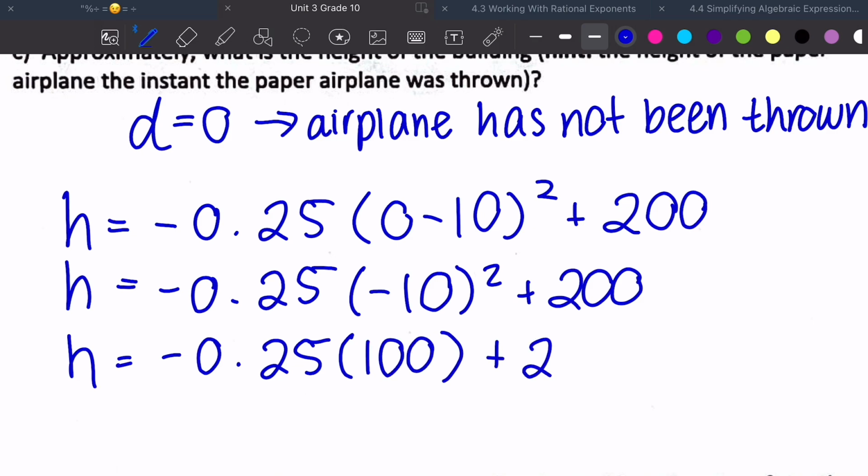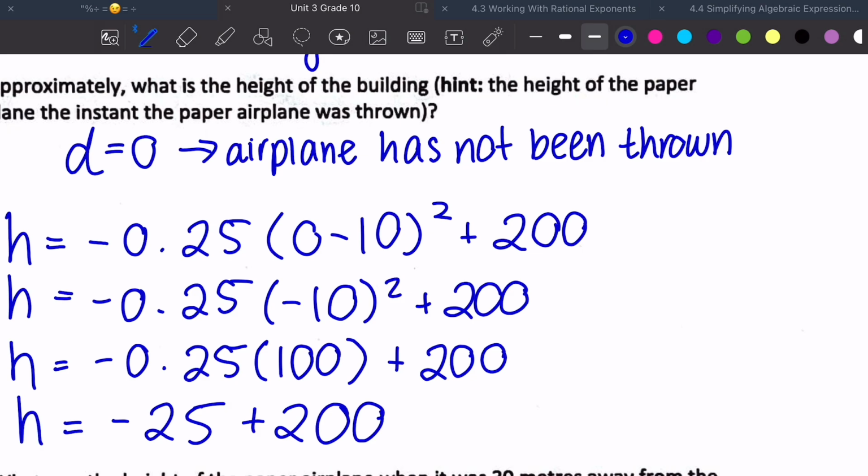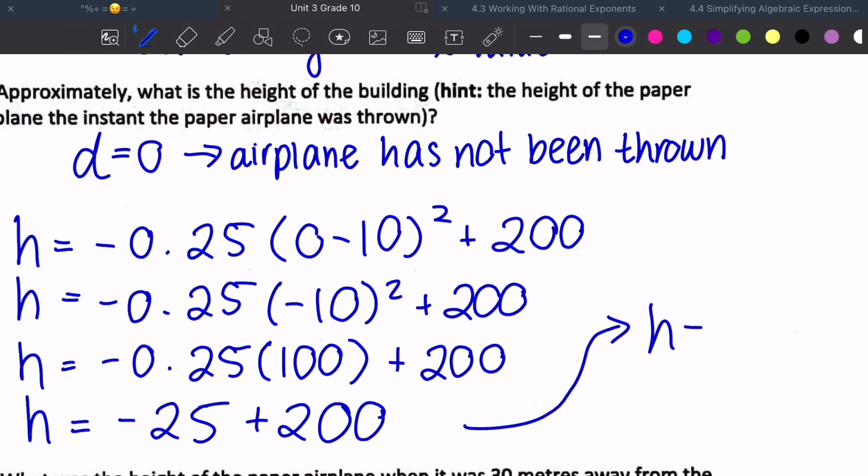And then plus 200. And then negative 0.25 times 100, what's that going to give me? Who's got the calculator? This is going to give me negative 25 plus 200. So overall, my building is 175 meters tall.